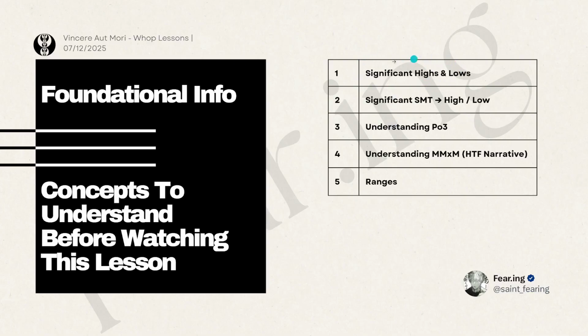You have to have watched the significant highs and lows video alongside the significant SMT to significant high and low video as well. First thing you should have done before all that is the time frame alignment video, which is additionally the most important one. It starts everything off. Additionally, you just need to have a baseline understanding of Power 3, alongside that a baseline understanding of market maker models, understanding how we use that to identify higher time frame narrative. Lastly, you just have to understand ranges, specifically equilibrium versus discount and equilibrium versus premium. That is all. Fairly simple, but let's get into it.